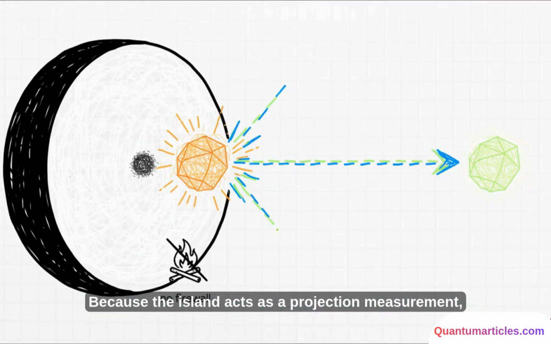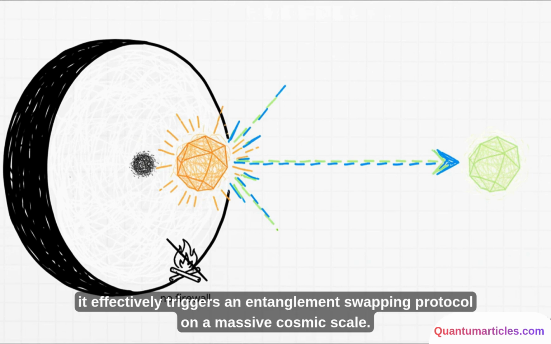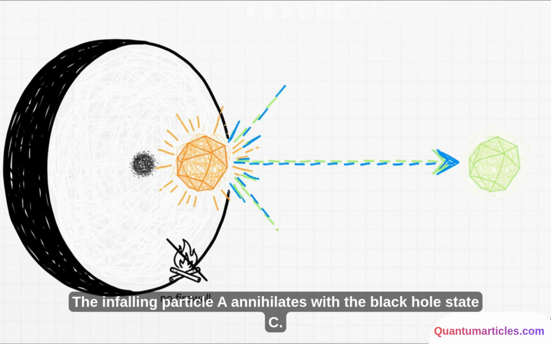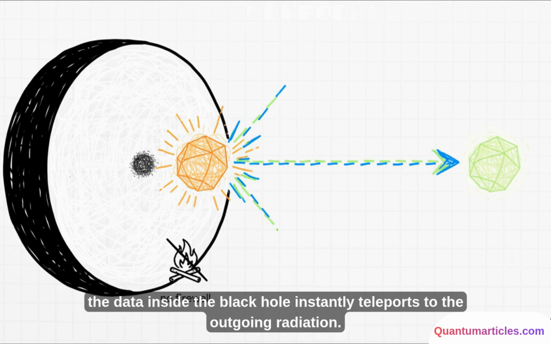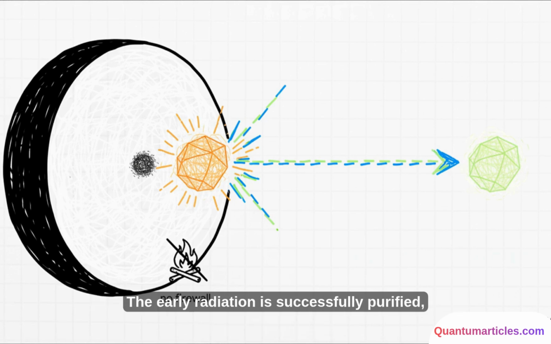So how does this actually play out to solve the paradox? Because the island acts as a projection measurement, it effectively triggers an entanglement swapping protocol on a massive cosmic scale. The infalling particle A annihilates with the black hole state C. And because of that pre-existing shared entanglement we talked about, the data inside the black hole instantly teleports to the outgoing radiation. The early radiation is successfully purified, and that page curve we saw earlier, it safely turns around and comes back down to zero.